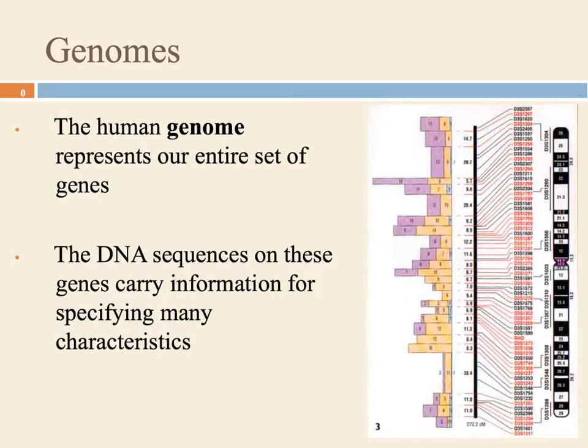The next thing is the genome. So in Unit 7, you read about the Human Genome Project. A genome basically represents the entire set of genes in a given species. So humans have a human genome, dogs have a dog genome, cats, etc. And a genome maps out all of the genes and where they are located on the different chromosomes.